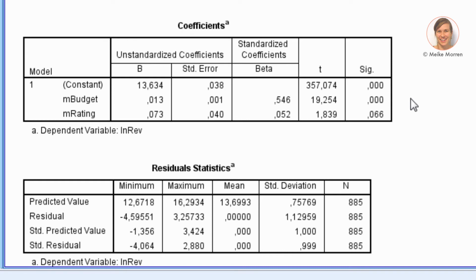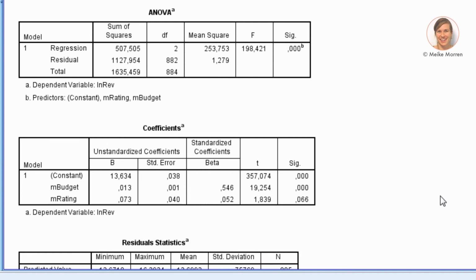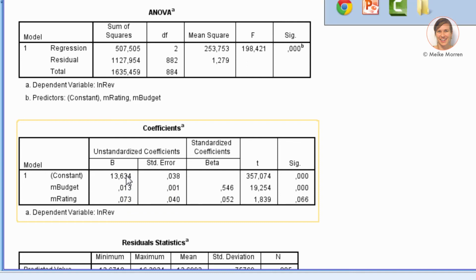And similarly to the previous equation, we say that a 1 point increase in budget leads to a 0.013 increase in log revenue, holding the rating constant. And similarly, a 1 point increase in rating leads to a 0.07 increase in log revenue, holding the budget constant. Now let me do this mean centering in an alternative way, where we just subtract the lowest value, right? So then the constant represents the mean level of log revenue for the lowest value of a rating and the movie budget.